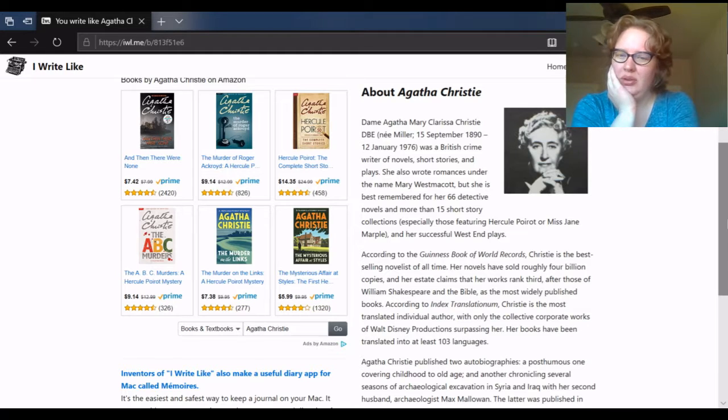15 September 1890 to 12 January 1976. Was a British crime writer of novels, short stories, and plays. She also wrote romances under the name Mary Westmacott. I didn't know that. I want to read those now. But she is best remembered for her 66 detective novels and more than 15 short story collections, especially those featuring Hercule Poirot and Miss Jane Marple.